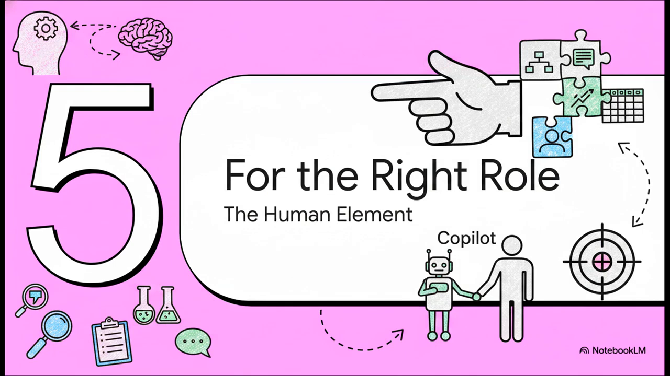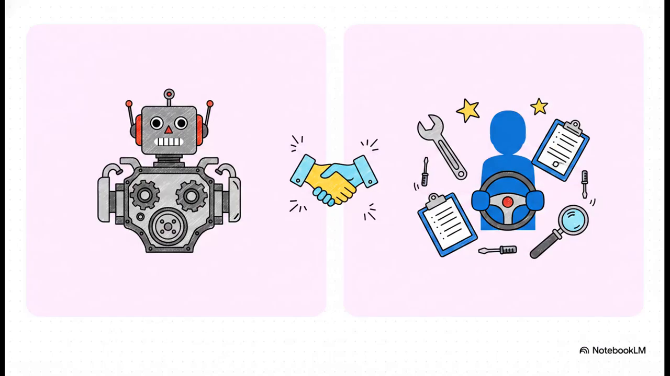And that brings us to the balancing half of this whole philosophy. Section 5, for the right role, the human element. I just love the symmetry here. On the left side, we've got the right copilot, the tailored AI tool, and on the right side, we have the right role, the specific human user. This really perfectly illustrates how the specific AI tool has to completely align with the human user's exact job function. It's a true partnership. Think of it this way. The AI might be the engine, but the role?